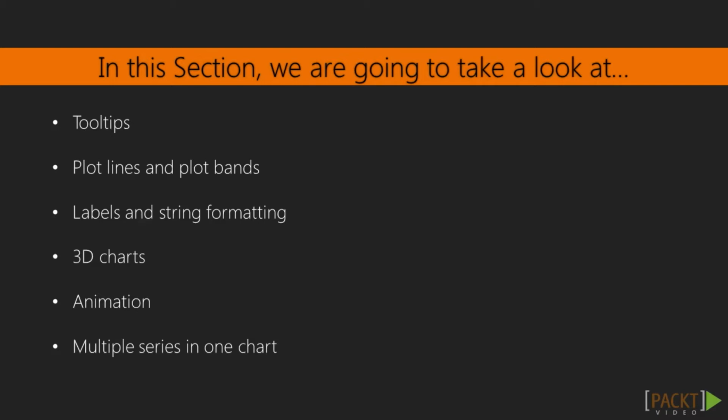We then look at 3D charts, seeing how to format and create 3D column charts, 3D pie charts, and 3D scatter charts examples. We move on to animation and how this feature can be enabled and how we can use different animation types that are available. Finally, we look at how we can have several data series in one chart.